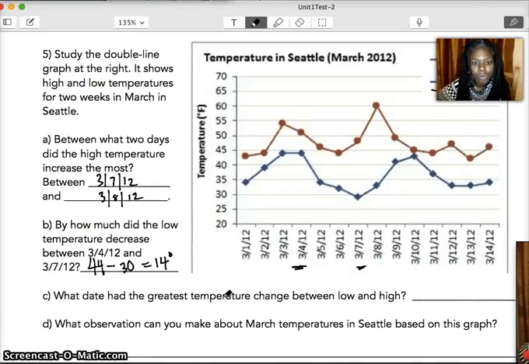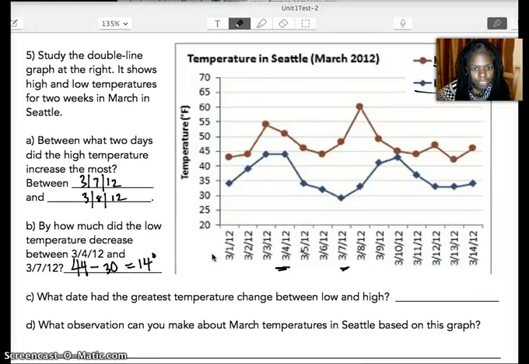What date had the greatest temperature change between low and high? To determine that, we look for the greatest distance between the two line graphs. For me, it seems like it's happening here. On this day, it was pretty warm, and then the temperature dropped all the way back down to the low 30s. So this day seems to have the greatest temperature difference, and that's the 8th of March.